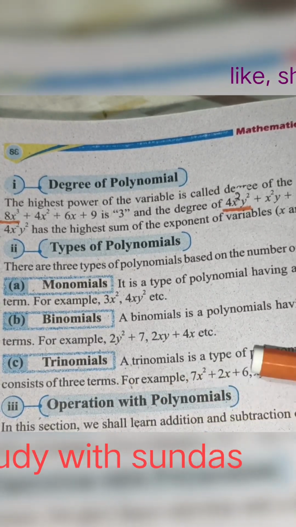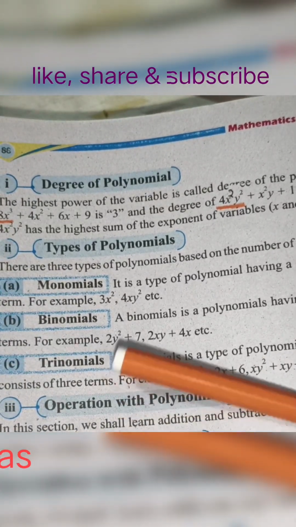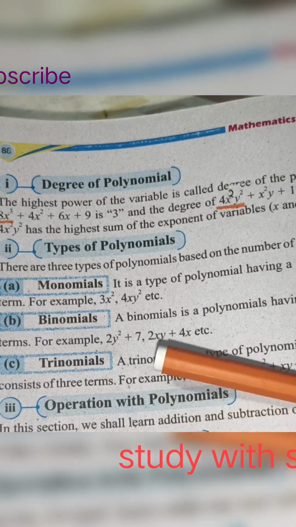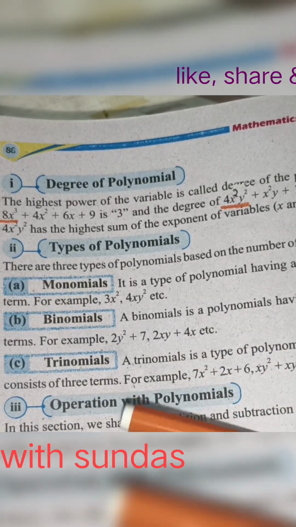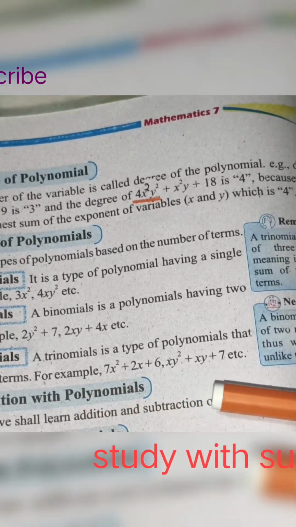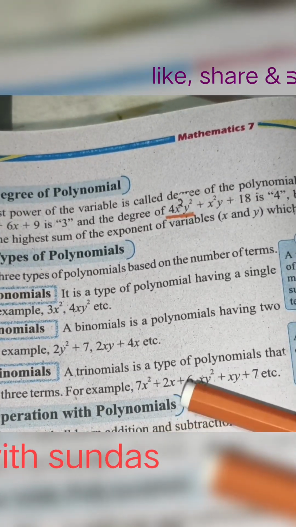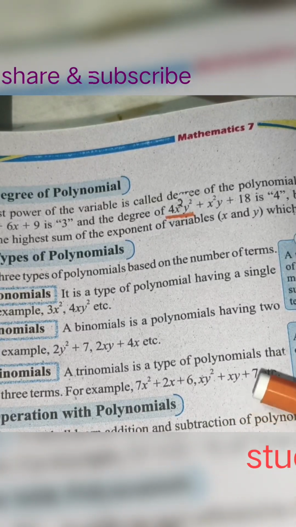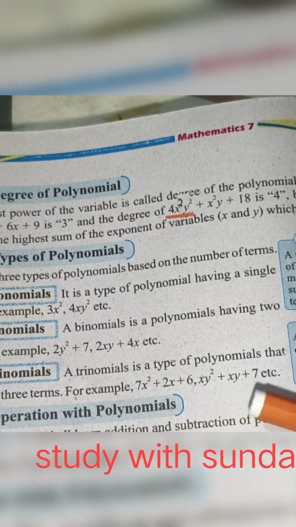Binomial. A binomial is a polynomial having two terms. For example, 2y square plus 7. This is a binomial because of two terms. First term is 2y square, second term is 7. Similarly, 2xy plus 4x is also binomials. Trinomials is also a type of polynomial that consists of three terms. For example, 7x square plus 2x plus 6, this is a trinomial, as well as xy square plus xy plus 7. This is also trinomial because of the consistency of 1, 2, 3 terms.